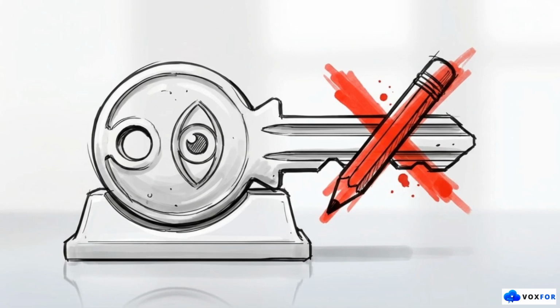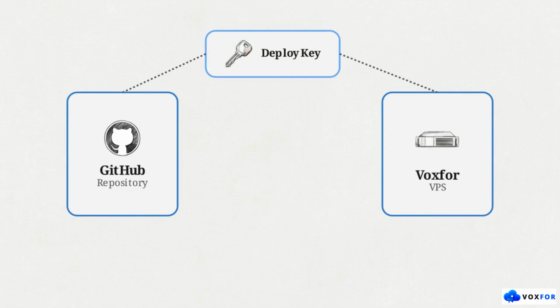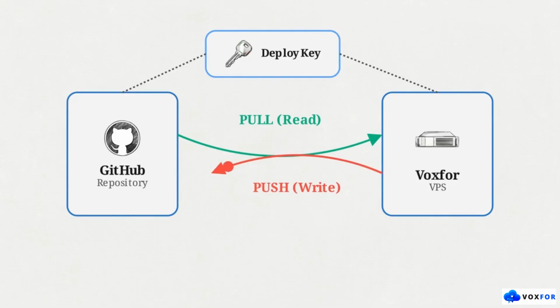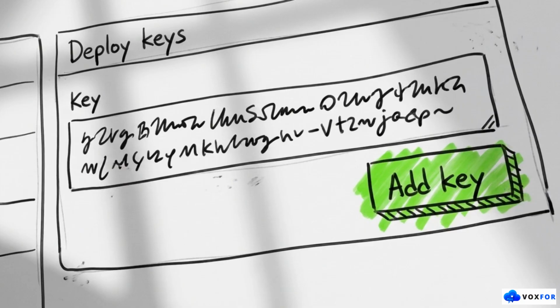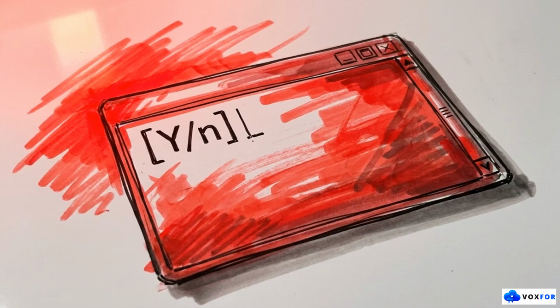For the server to pull code, we use a read-only deploy key. A deploy key is an SSH key attached directly to a single repository. Because it is read-only, it prevents a compromised server from pushing malicious code back into your codebase. Take the public half of that key and add it directly to the deploy keys section in your repository settings panel on GitHub. Finally, manually add GitHub's official host key to your server's known hosts file. If you skip this, the automated connection will stall out waiting for a manual verification prompt.